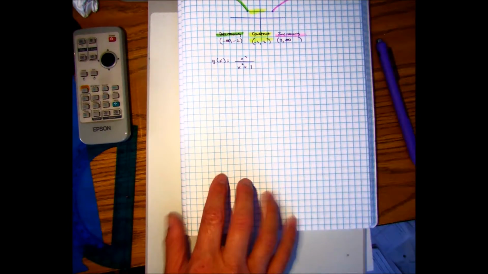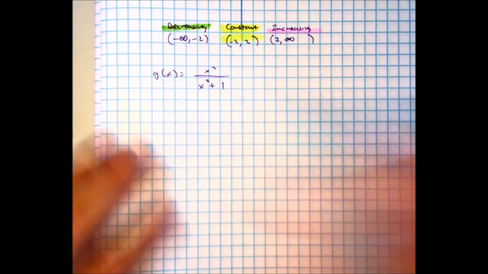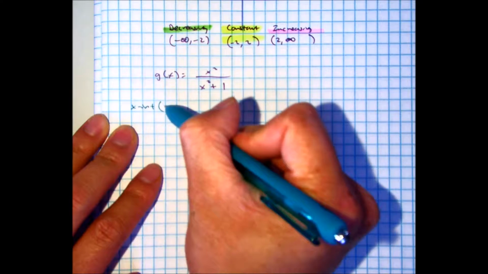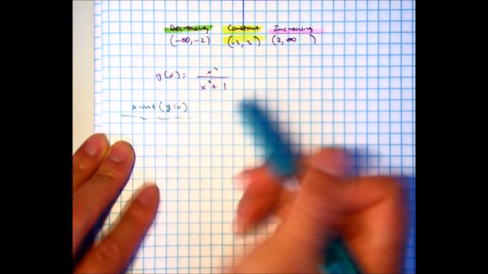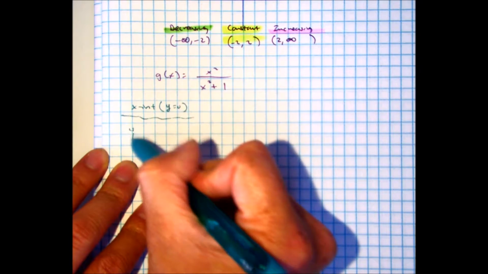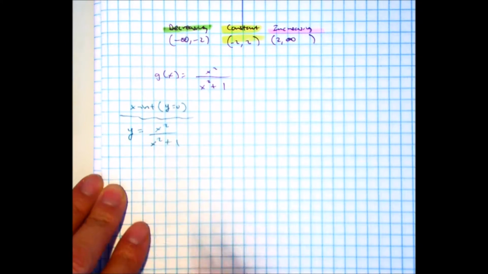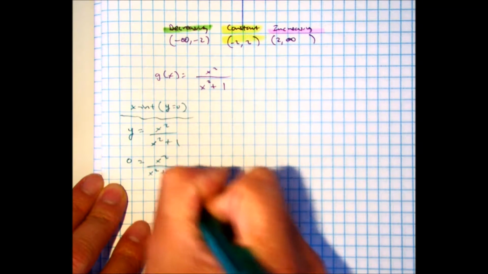Does g of x equals x squared over x squared plus 1. Find an x-intercept. How do you do it? Oh no, there's no y. Where is it? Y equals x squared over x squared plus 1. 0 equals x squared over x squared plus 1.